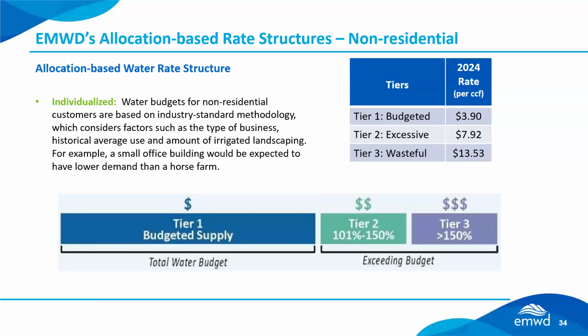And for non-residential, we have 3 tiers, similar pricing. Tier 1 is your total water budget, and this would be for all your irrigation only and other non-single family residential properties. Next slide, please.